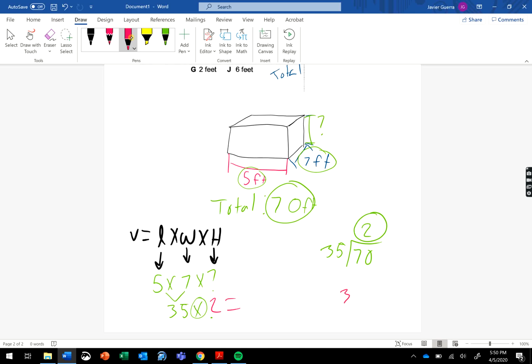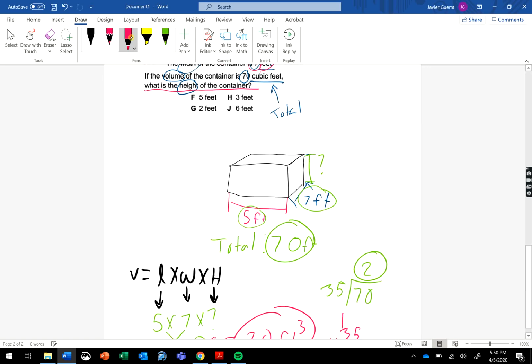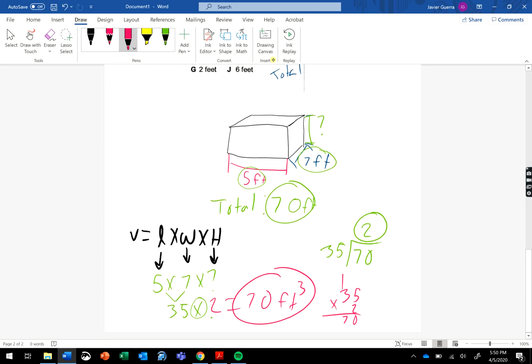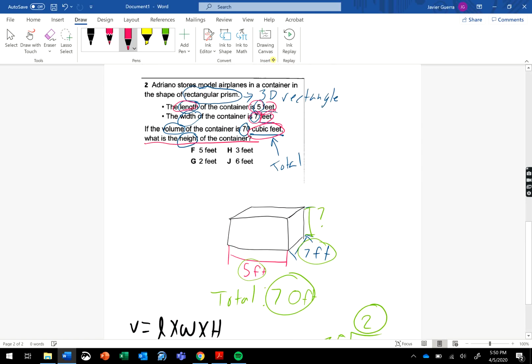There we go. 35 times 2 equals 70. How can we double check? 35 times 2. 2 times 5 equals 10. 2 times 3 equals 6. Plus 1 equals 70. Boom. 70 cubic feet. Can't forget that, right? So we have 70 cubic feet. So our answer right here is 2. Our missing height is 2 feet. Do we see it? Yep, right there. Very simple. I had to work backwards. This one didn't give me a model, so I just drew one myself. But it's the same exact steps.